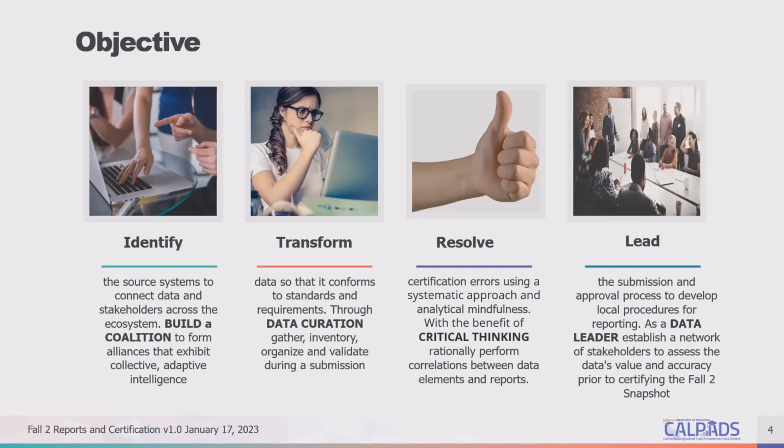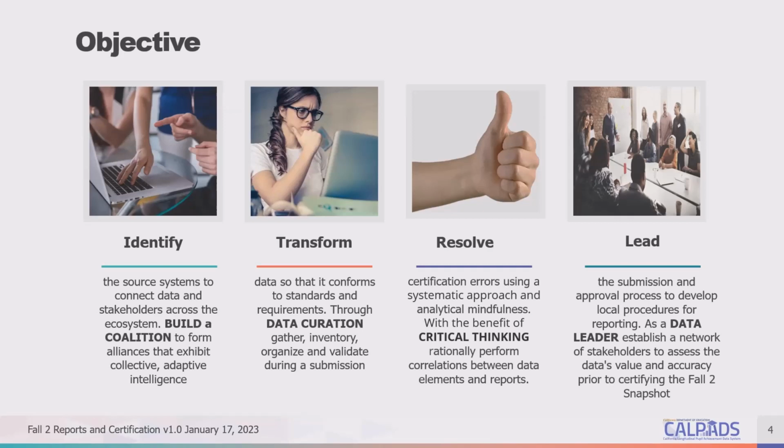We want you to be able to transform the data so that it conforms to the standards and requirements through data curation: gather, inventory, organize, and validate during the submission. So data curation is a step further than just submitting data. It's actually being able to collect and gather information and then present it to where it's useful and valid information. And so that's the transformation that's happening there, is you're turning the data into information. So that could be something as simple as filtering a report before giving it to someone, so that they're getting specifically what they need and not extraneous information or data.